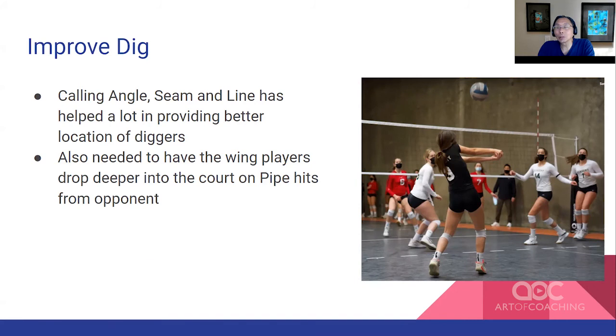The only other thing I saw was that when the opponent is setting a pipe, our wing players were a little bit too high on the court. They were probably at about 15 feet when they should be about 20 because, frankly, the opponent can't hit the ball to 15.